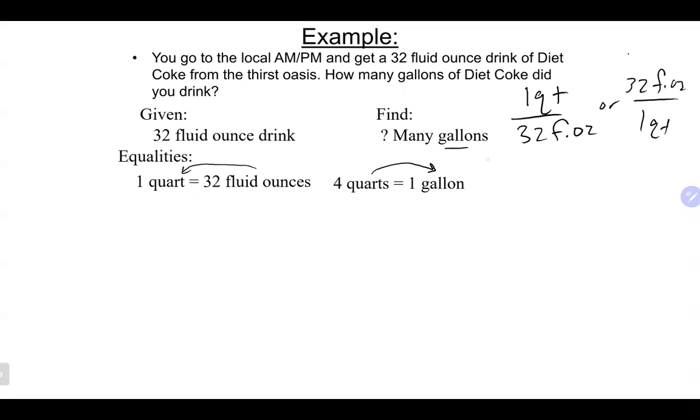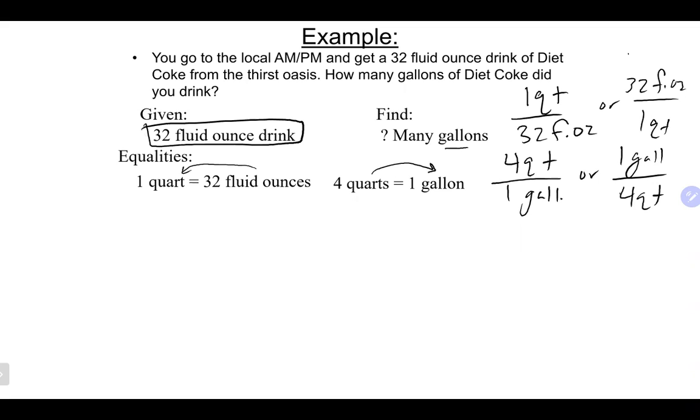And obviously from our quarts and gallons, we could write 4 quarts is 1 gallon, or 1 gallon is 4 quarts. Again, as we talked about last time, we will not use both of them in our problem. We just want to do our opposites. So given to us here is 32 fluid ounces. So that is where we want to start, 32 fluid ounces.